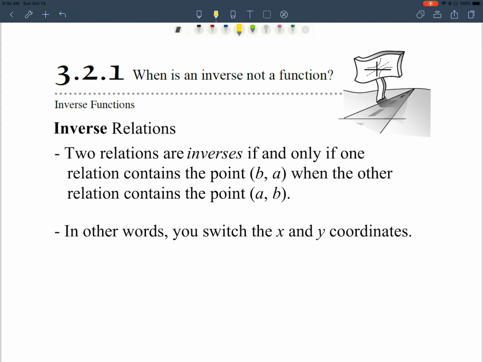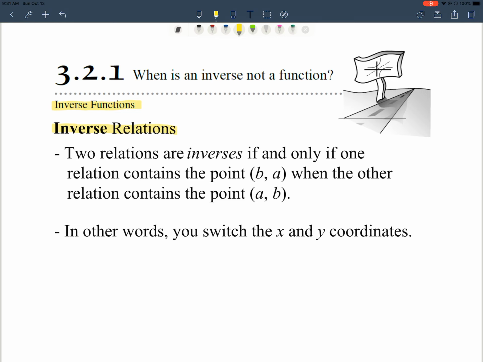All right, chapter 3.2.1 says, when is an inverse not a function? We're going to look a little bit here at inverse functions and inverse relations. First thing here, remember a relation is just a set of points. You can have a bunch of points on a graph, it's just a list of points. What makes them a function is when, for every input, there's exactly one output, and we'll talk more about that here.